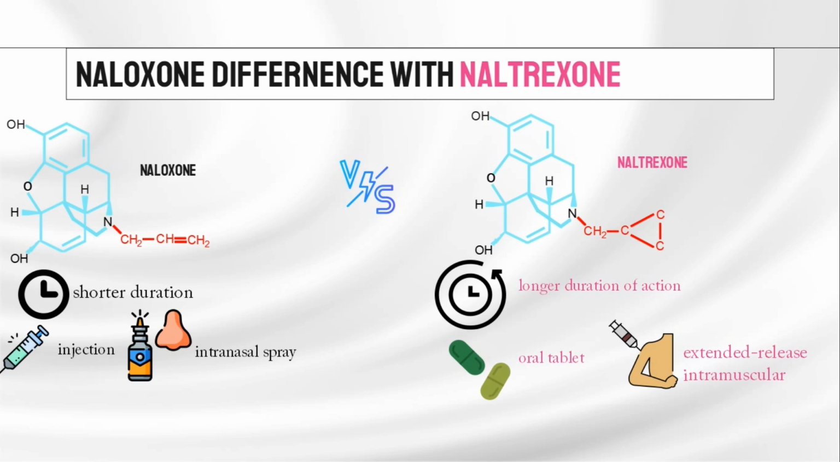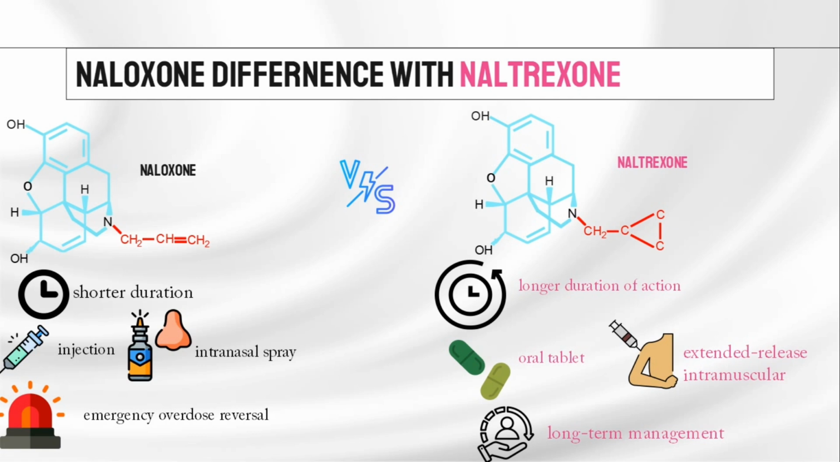Clinical use focus. Naloxone is primarily used for emergency overdose reversal due to its rapid onset and short duration of action. Naltrexone is primarily used for long-term management of opioid and alcohol dependence, helping to prevent relapse.